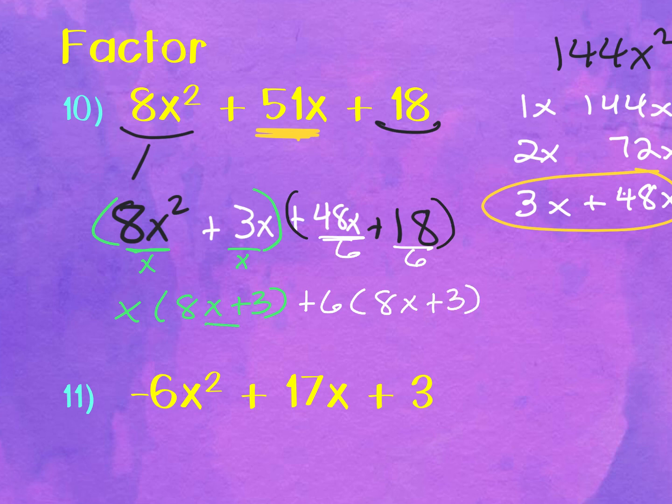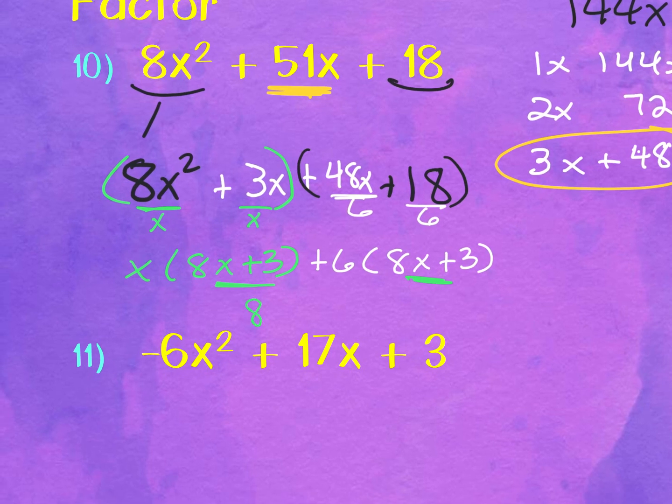Notice these guys were the same, which is what we wanted. So you write that once, and then group these two together. And that's your second binomial. And again, if you have time, you FOIL it and make sure it goes back.